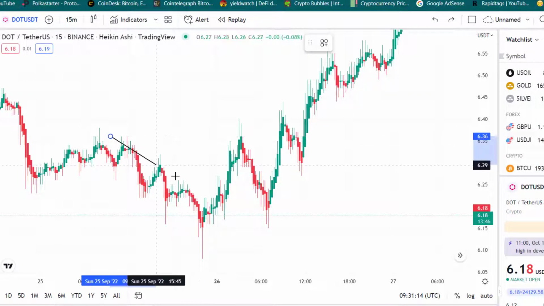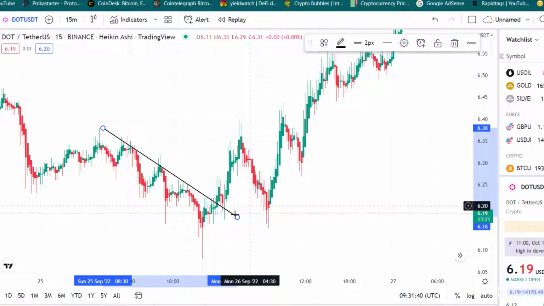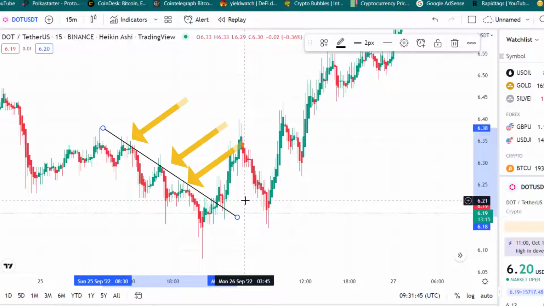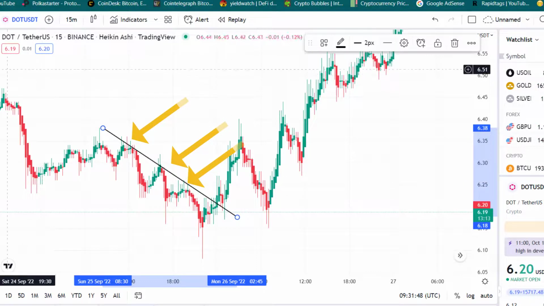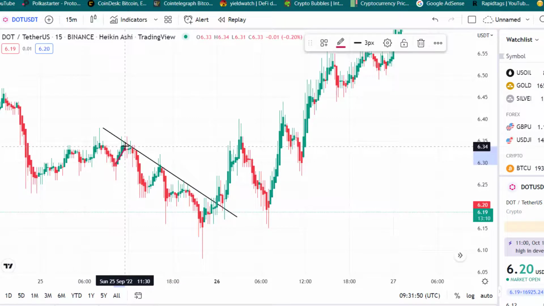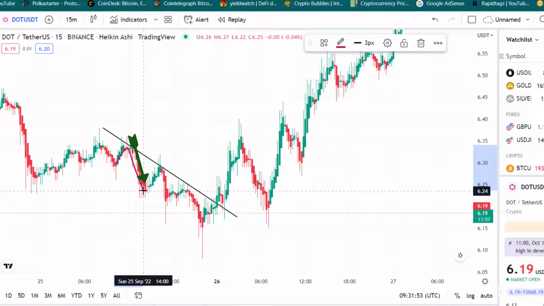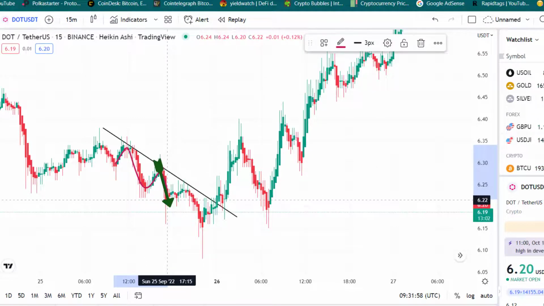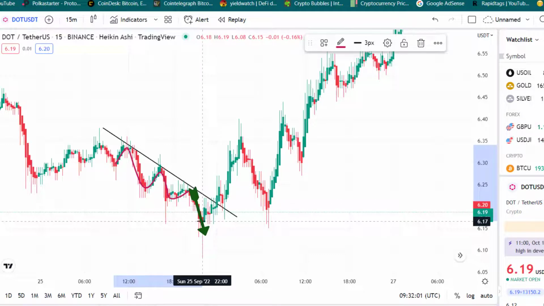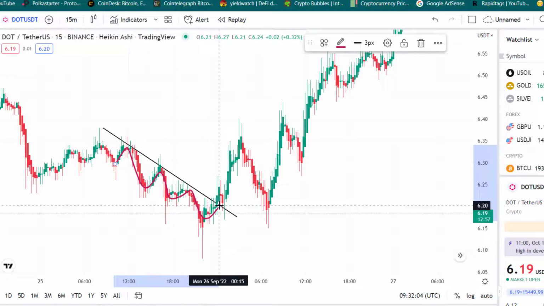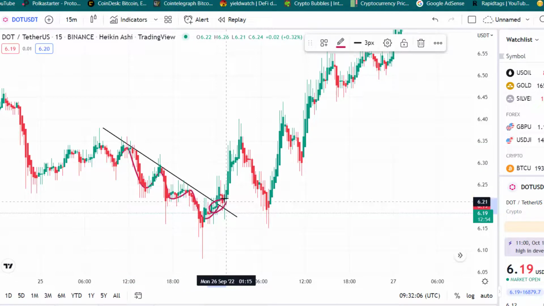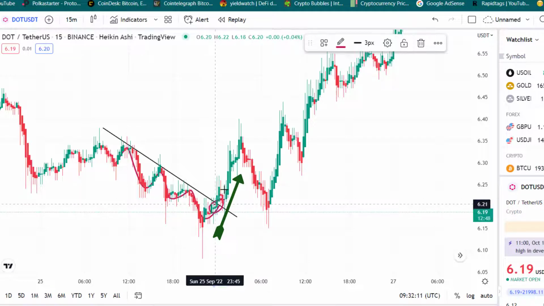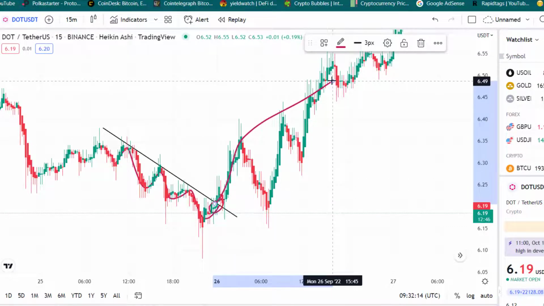In here just draw a line, and make sure as many candles touch your line as possible, so it means it is a heavy resistance line. You can see the price touch this resistance line and then fall down. Again it tries to break out, again falls down, again tries to break out, again falls down. But the fourth time the price successfully breaks out this line, this downtrend, this resistance line, and the price just moves upward.